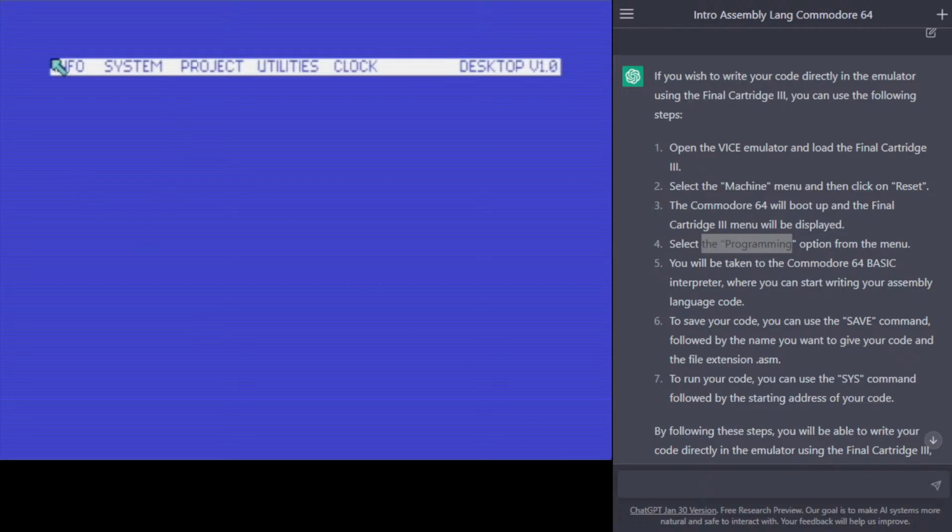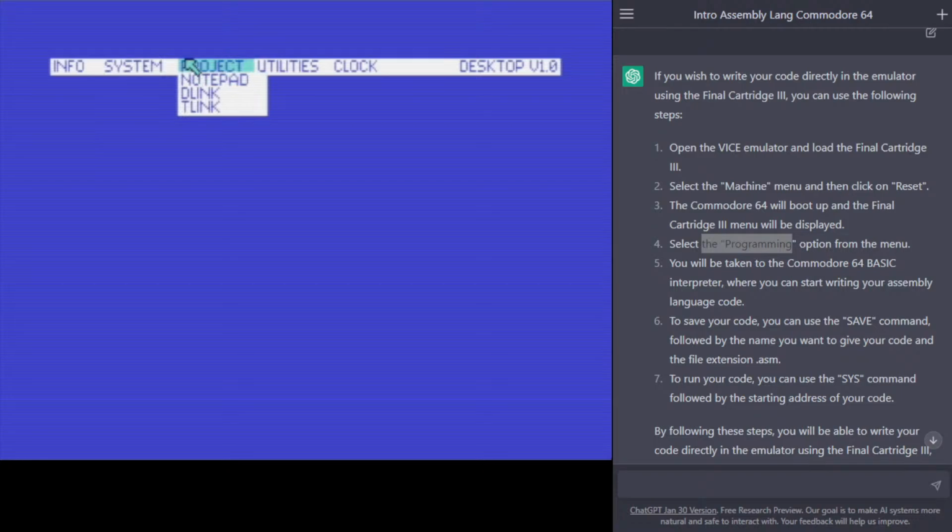Let's go back to symbolic. Maybe that has to be done. No. Oh, there we go. Okay. So under system, see basic. That's where I went before.